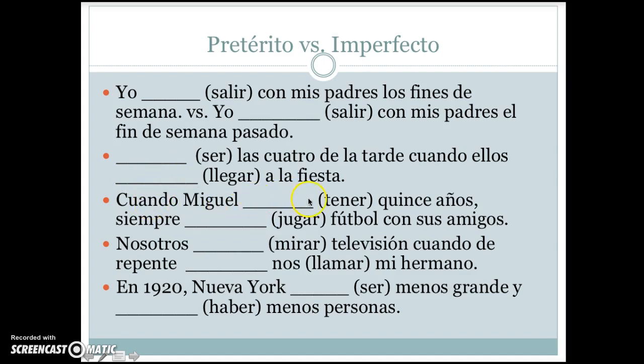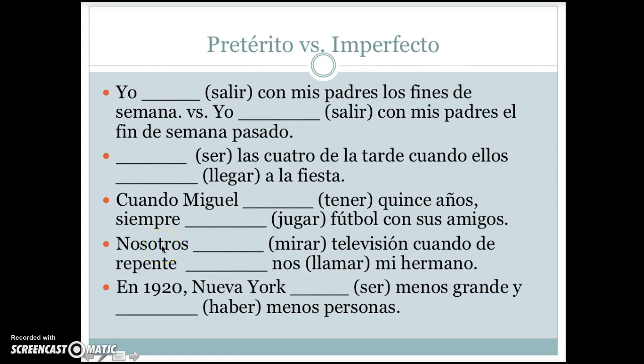Cuando Miguel blank 15 años, when Miguel was 15, well, we know time and age in the past is the imperfect. So, Miguel tenía. Siempre. The word siempre, always, almost always implies use of the imperfect. It's something that always happened. It was habitual. Siempre jugaba fútbol con sus amigos.